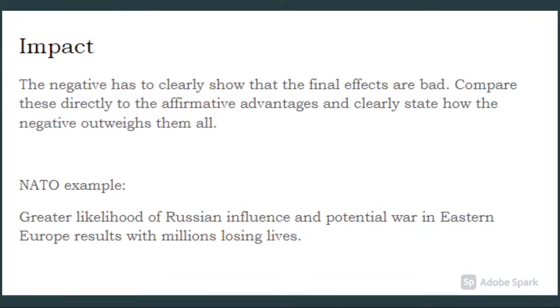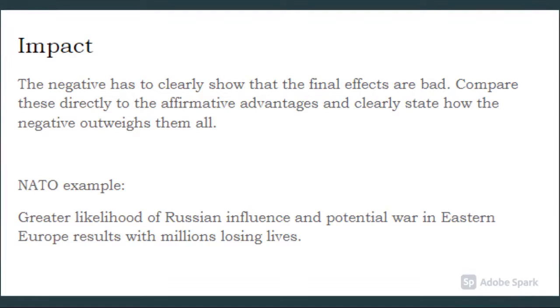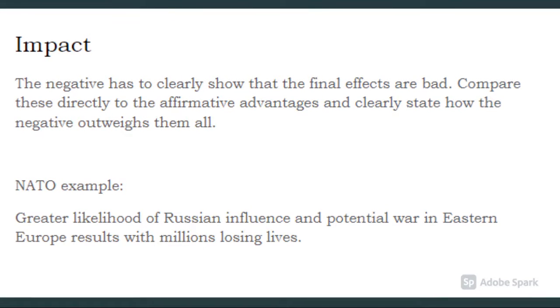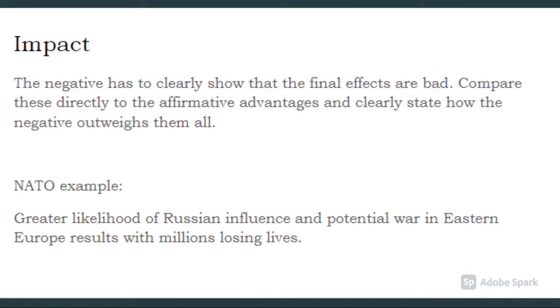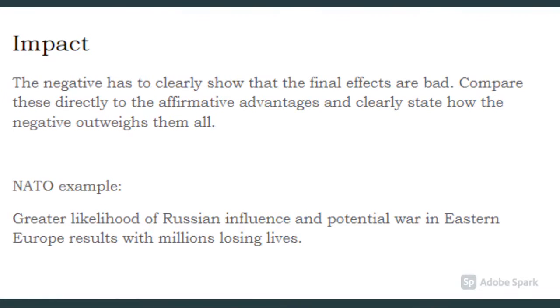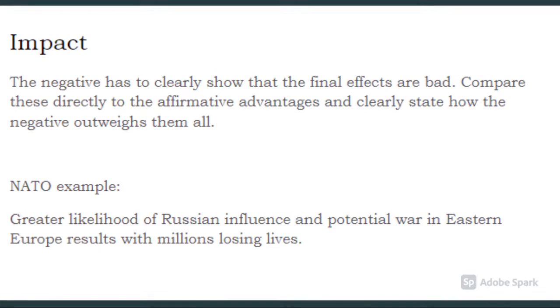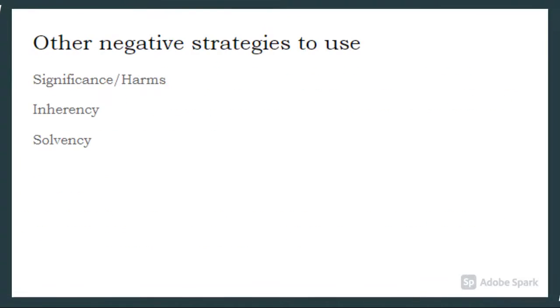Then you list your impact. So the negative has to clearly show that the final effects are bad. So compare these directly to the affirmative advantages and clearly state how the negative outweighs them all. So with the NATO example, the greater likelihood of Russia influence and potential war in Eastern Europe results with losing millions of lives.